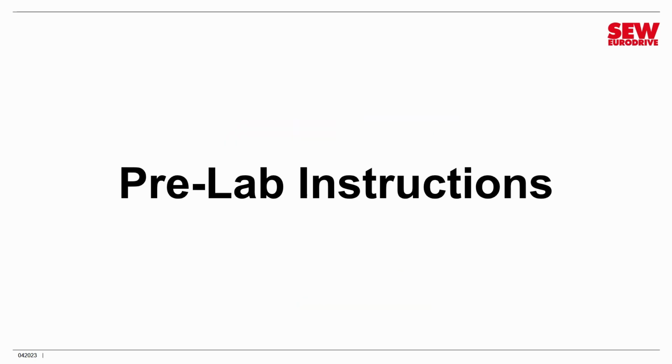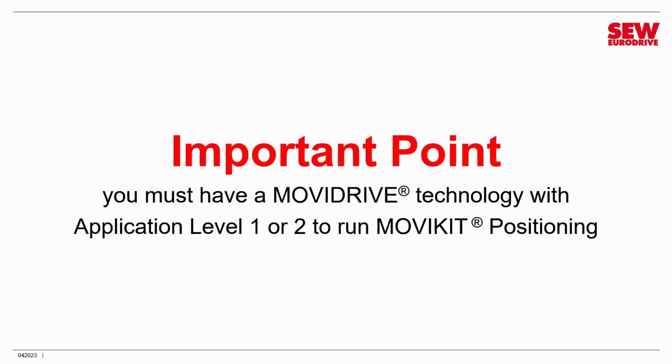Okay, let's do some pre-lab instructions and then we can jump in and do the lab itself. First of all, very important point, you must have a MOVI drive technology with application level 1 or 2 to run MOVIKIT positioning. Remember, you could run MOVIKIT velocity control on level 0, but MOVIKIT positioning does require either 1 or 2. I have a level 1 MOVI drive technology, so I'm fine. Also, just a reminder, MOVIKIT positioning is available as a controller level MOVIKIT as well, and it works similarly to this. We won't be exploring it, but what you learn here does apply to it.